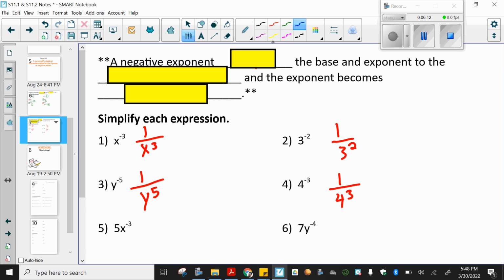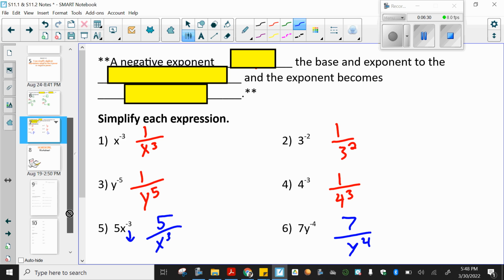This one gets a little bit more hard. The 5 stays where it's at. The x to the negative 3, just that part goes down. So we're going to have 5 over x to the third. Here we're going to have 7 over y to the fourth, because only the one with the negative exponent goes down.